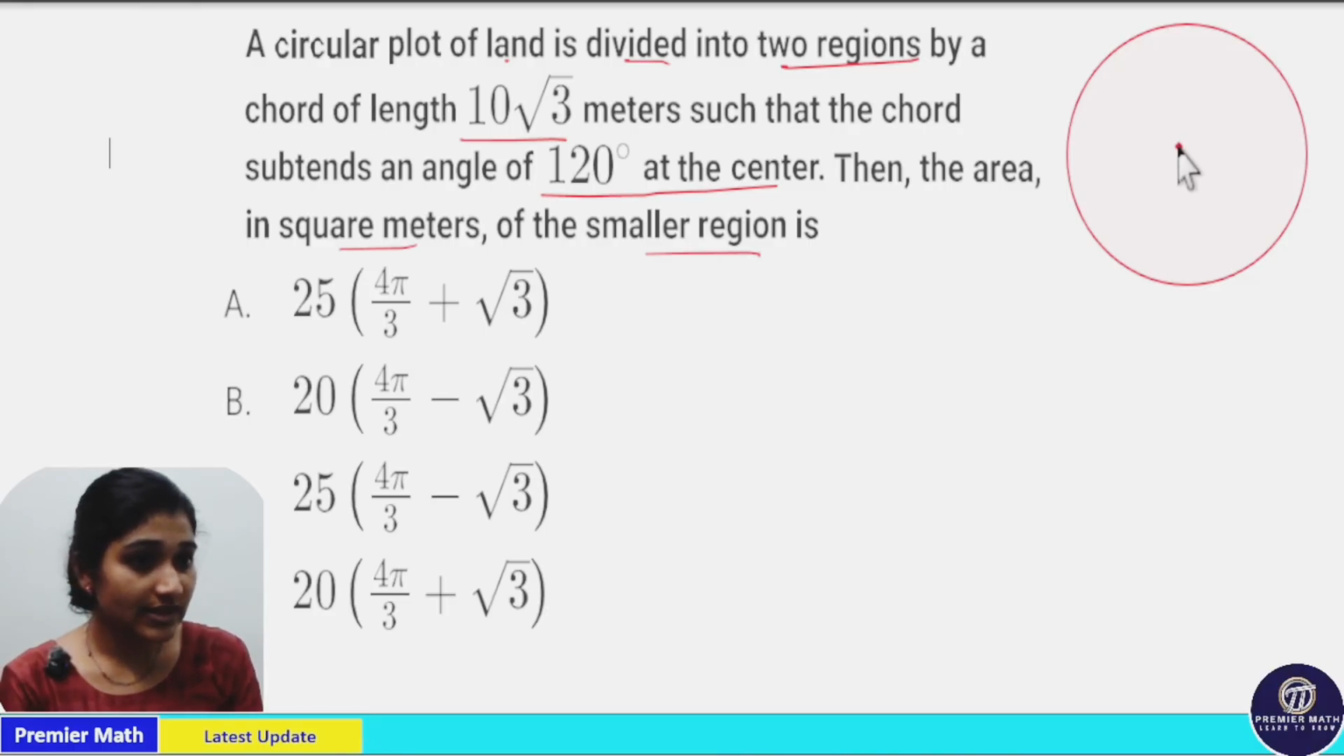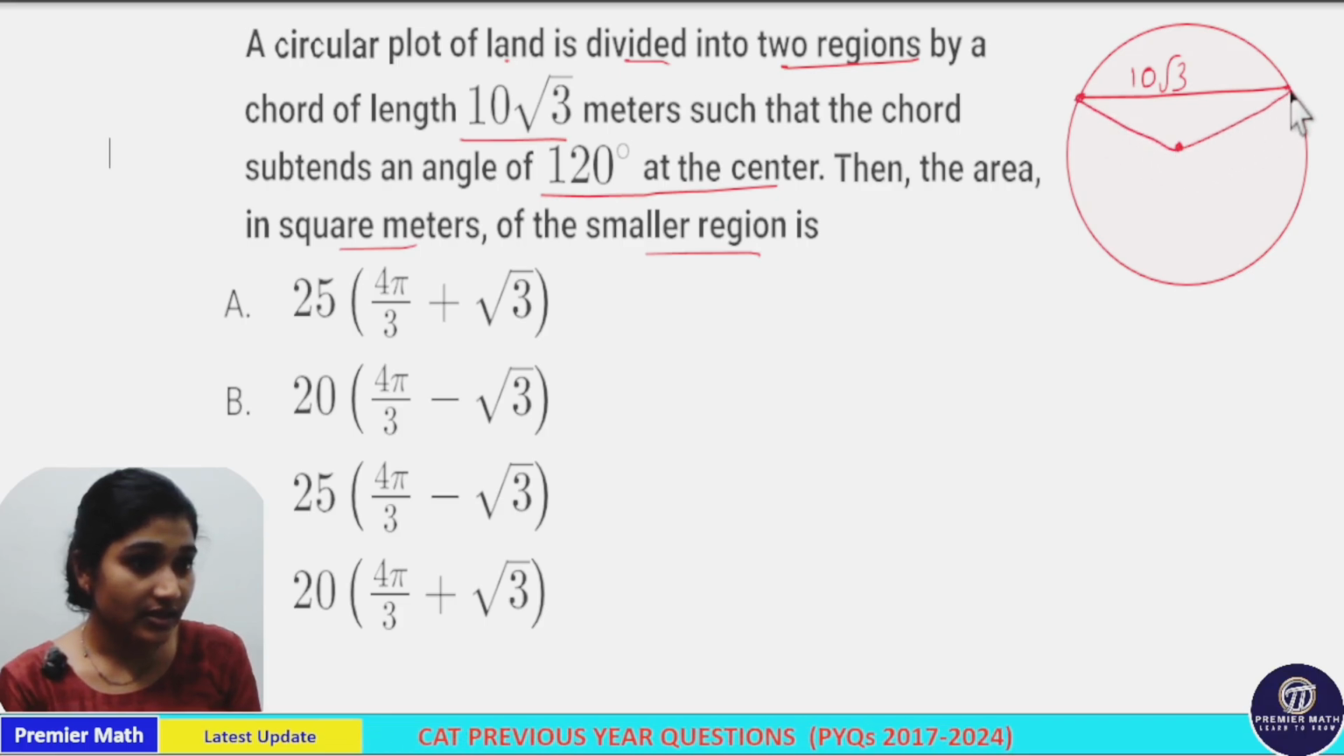Now, this is the center, and these two regions are divided by a chord of length 10 root 3. And this chord subtends an angle at the center of the circle, and this angle is equal to 120 degrees. And you can see this is the radius.